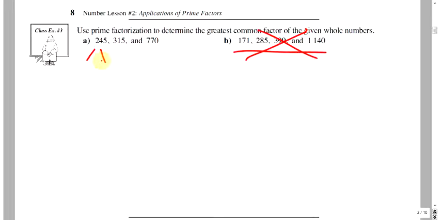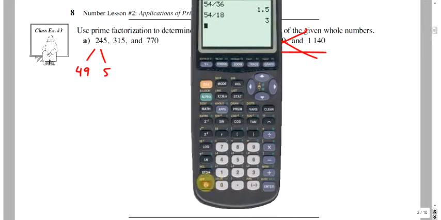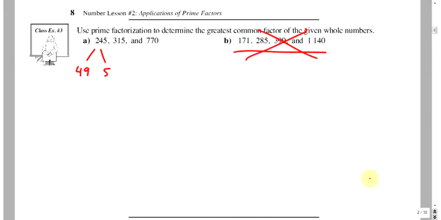Take a 5 out. Okay, let's not kill ourselves. Okay, how many times does 5 go in there? Okay, if you don't know, then you pull out your calculator, right? 245 divided by 5, 49, okay? And 49 is 7 times 7. Hey, we're done. That wasn't too bad.